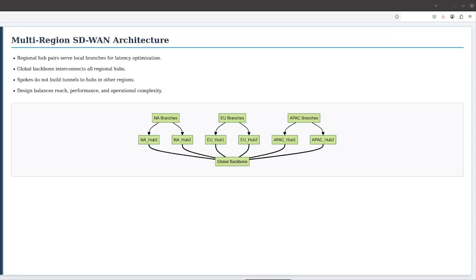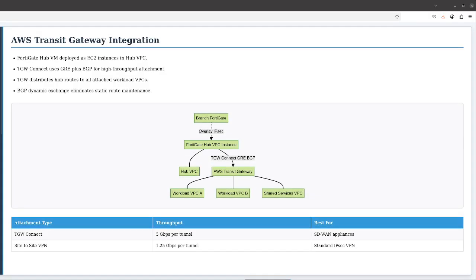When this branch needs to reach a software as a service application hosted in Europe, its traffic flows to one of the North America hubs, then crosses the backbone to an EU hub, and from there to the destination. The branch does not build tunnels to the EU hubs directly because that would not scale. With 3 regions and dual hubs, each spoke would need 6 tunnels per transport, and the IKE overhead alone becomes prohibitive.